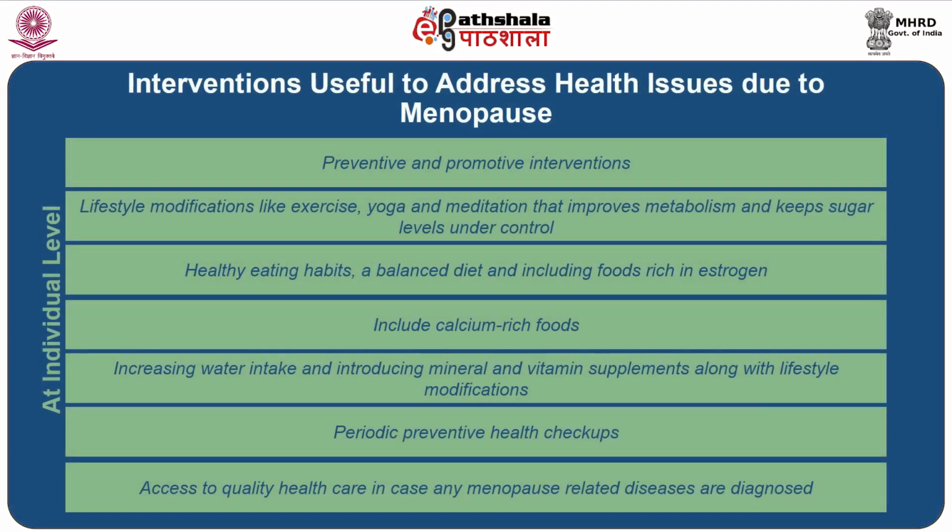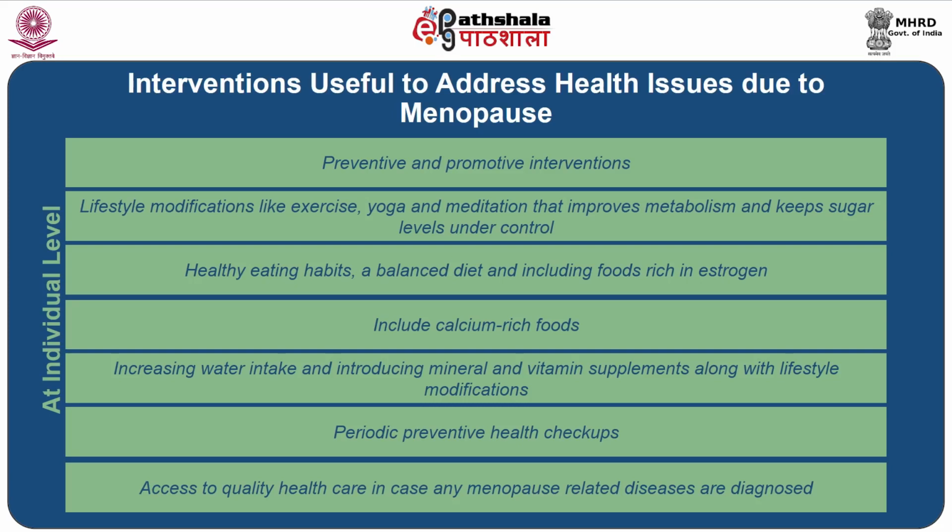At the individual level, prevention and promotive interventions are essential, which include making lifestyle modifications like exercise, yoga, and meditation, which will improve the metabolism and keep the sugar levels under control, and will also improve both physical and mental well-being of menopausal women.